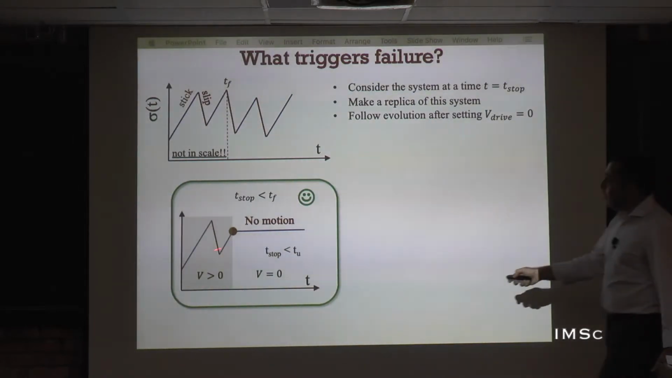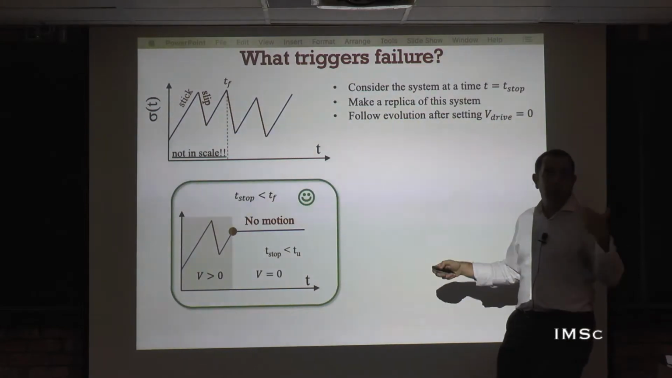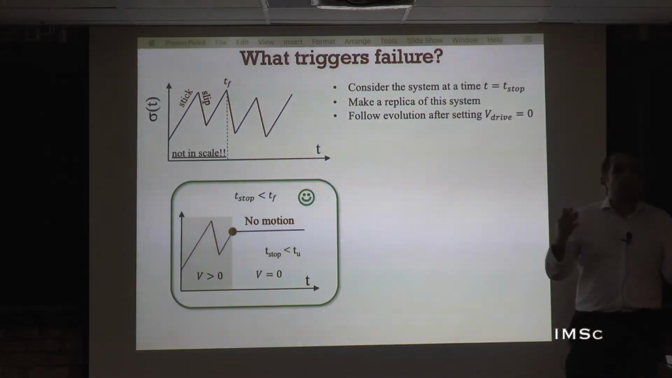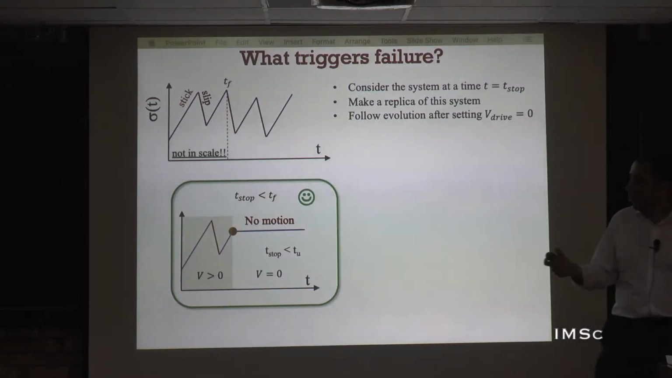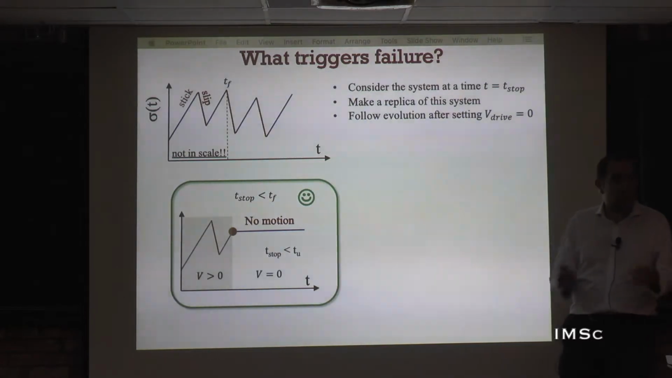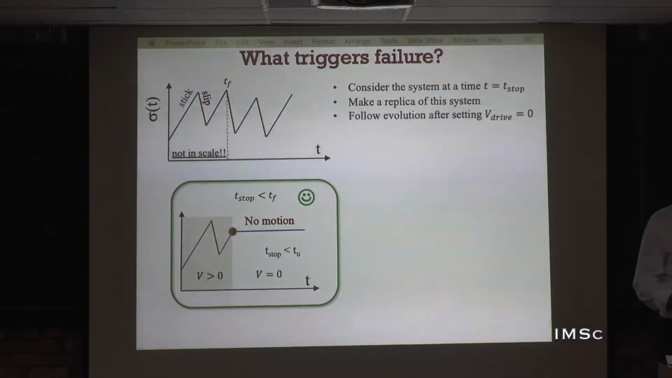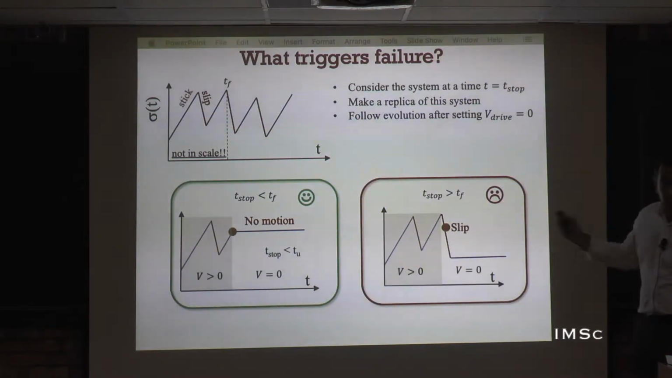Either you make the replica during the stick phase. Here the system is solid. If you make the replica and you follow the evolution without further increasing the applied stress, the system stays solid. So if you look at the stress or any other quantity, it's not changing. The other possibility is that you made the replica in the slip phase.